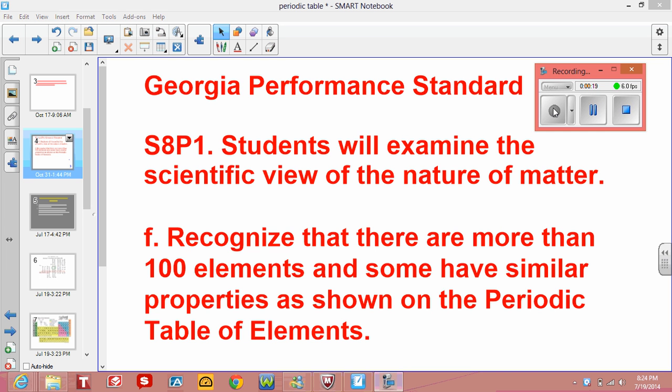We want to be able to recognize that there are more than 100 elements and some have similar properties as shown on the periodic table of elements.